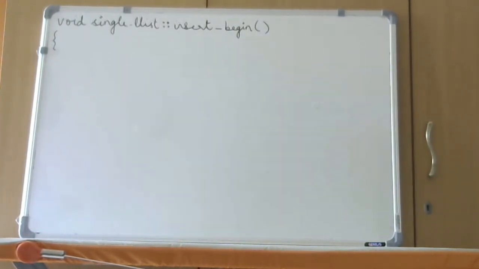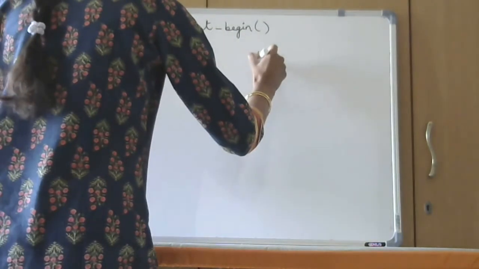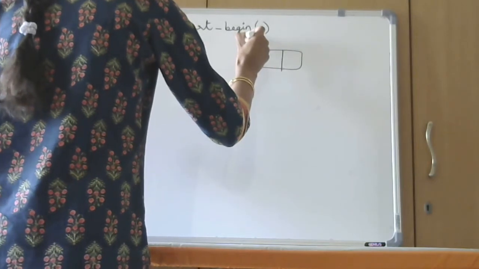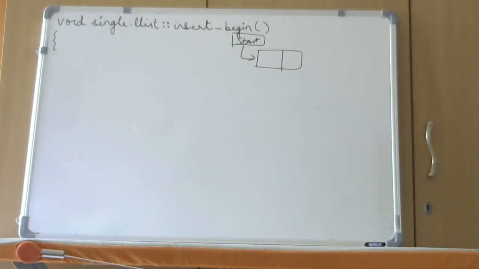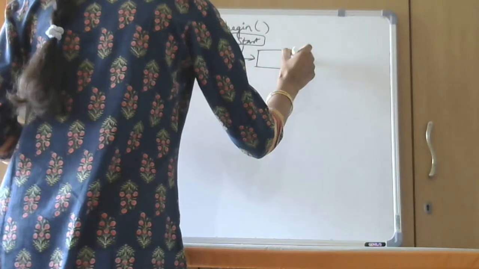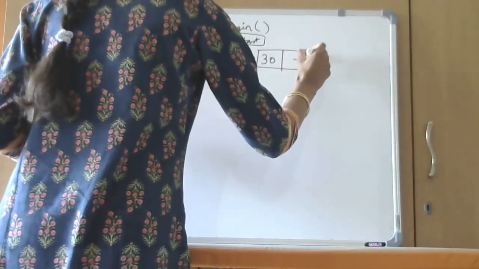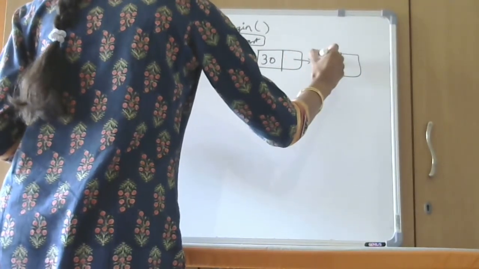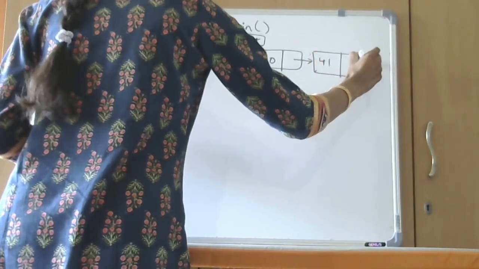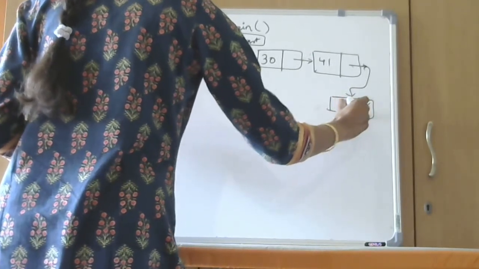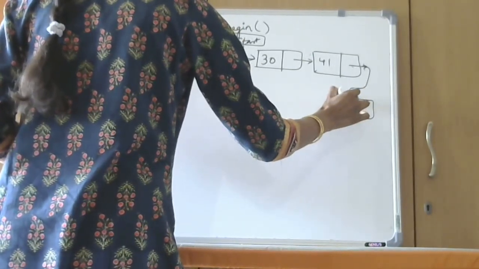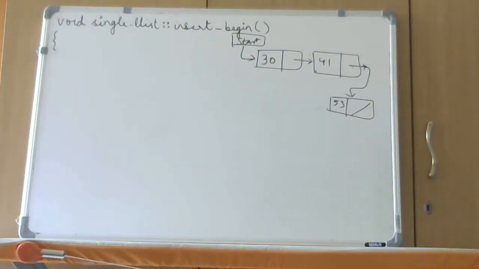So how do you insert a node at the beginning of the linked list? Let us say, of course, you have the start pointer. As I said, start is a pointer which is going to hold the address of the first node. Suppose I have entered 30, this is my second node, I have 41 there, and then the third node, and then it is a null pointer, so that indicates the end of the linked list.